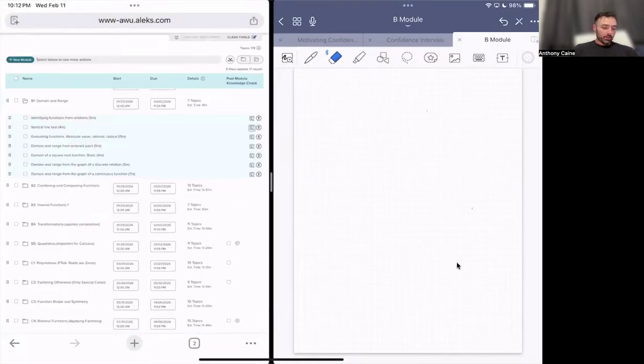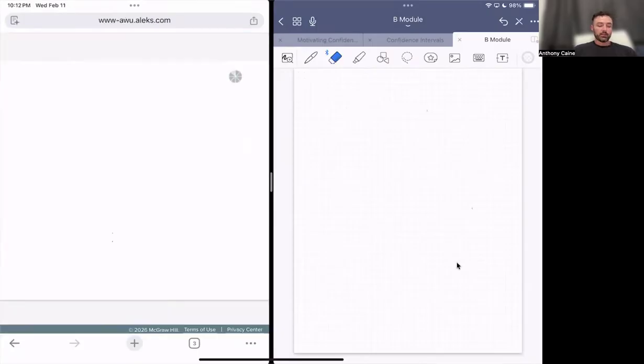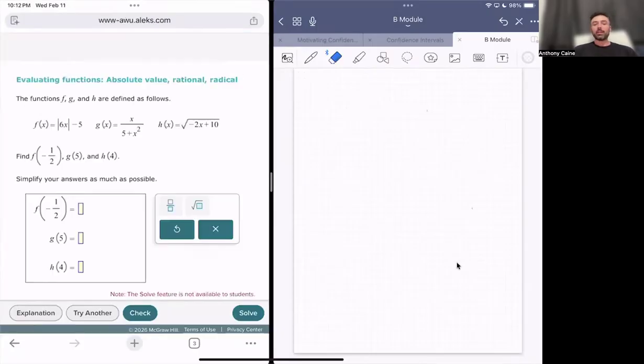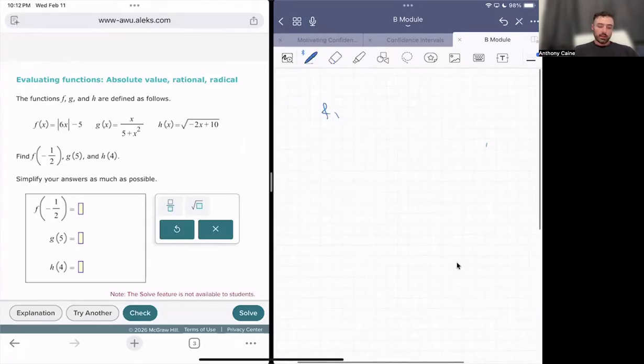So cool. Let's go back to the question list. All right, evaluating functions, absolute value, rational, radical. Okay, fine. Let's see what that looks like. Okay, so can we evaluate functions? Okay, f is an absolute value function, and we have that. So f of x is equal to the absolute value of 6 times x minus 5.